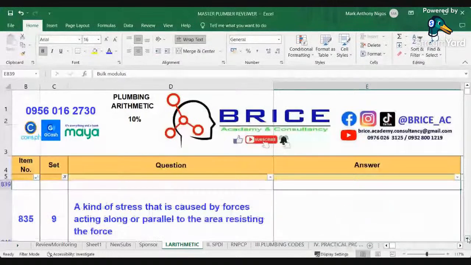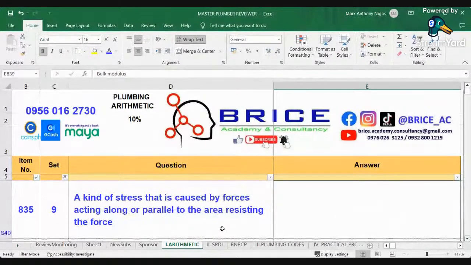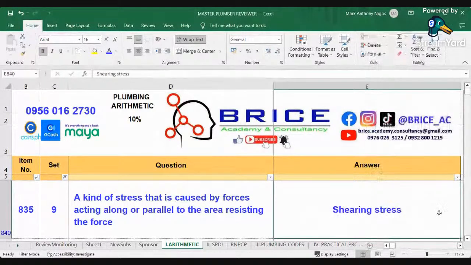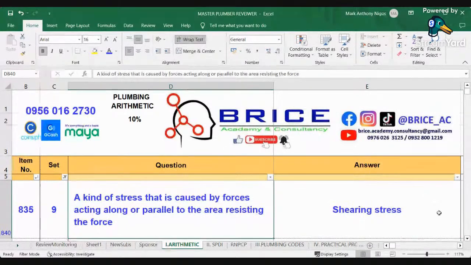835. A kind of stress that is caused by forces acting along or parallel to the area resisting the force. The answer is shearing stress. This was asked earlier. A kind of stress that is caused by forces acting along or parallel to the area resisting the force. The answer is shearing stress.